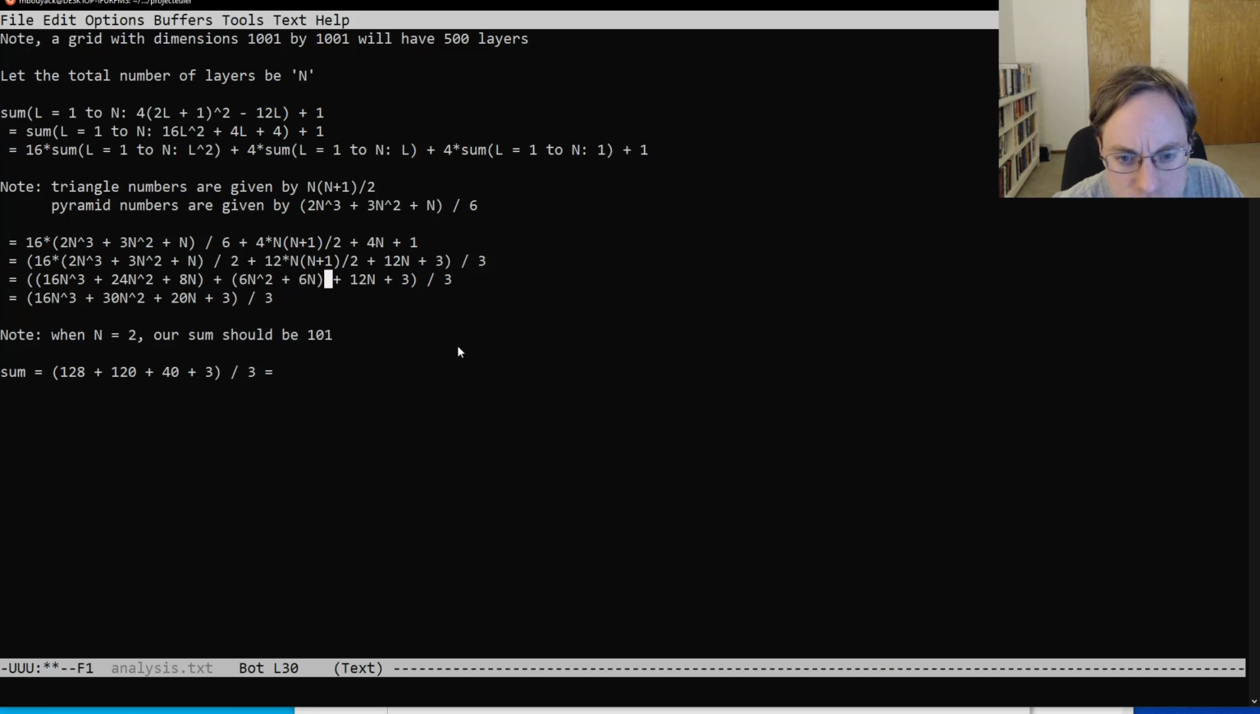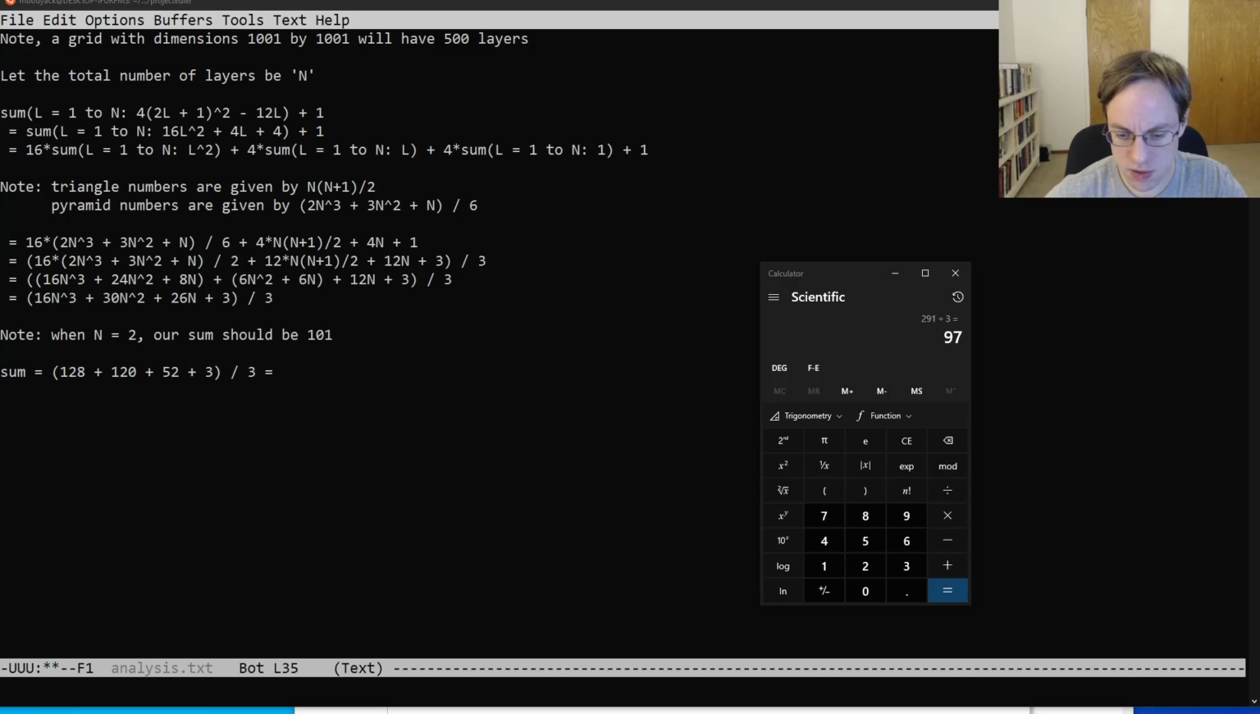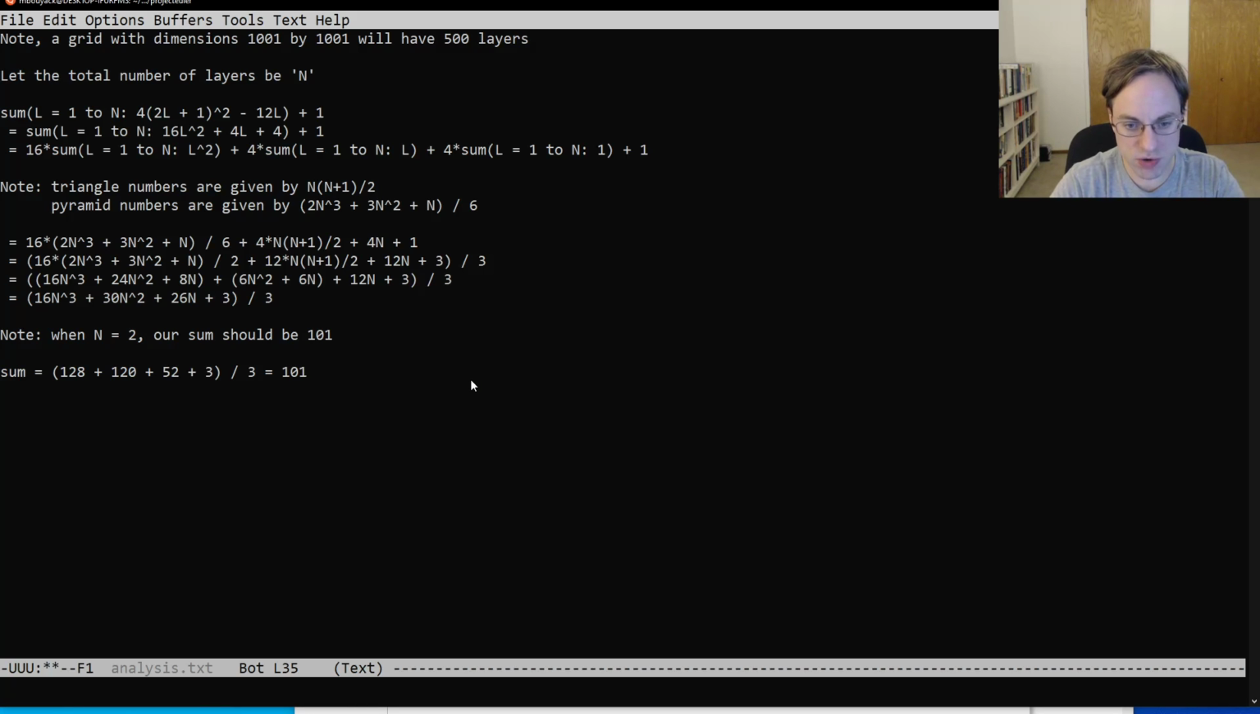I missed this term here. This should be 26n, and so that's going to give us 52 here. 128 plus 120 plus 52 plus 3 over 3. There we go, 101. Okay, apologies for that minor hiccup. And so that is going to be equal to 101.